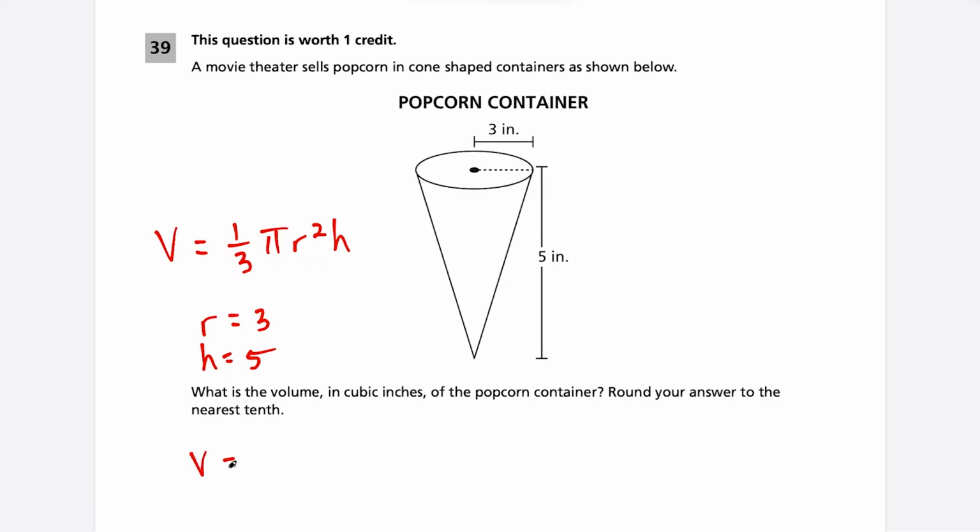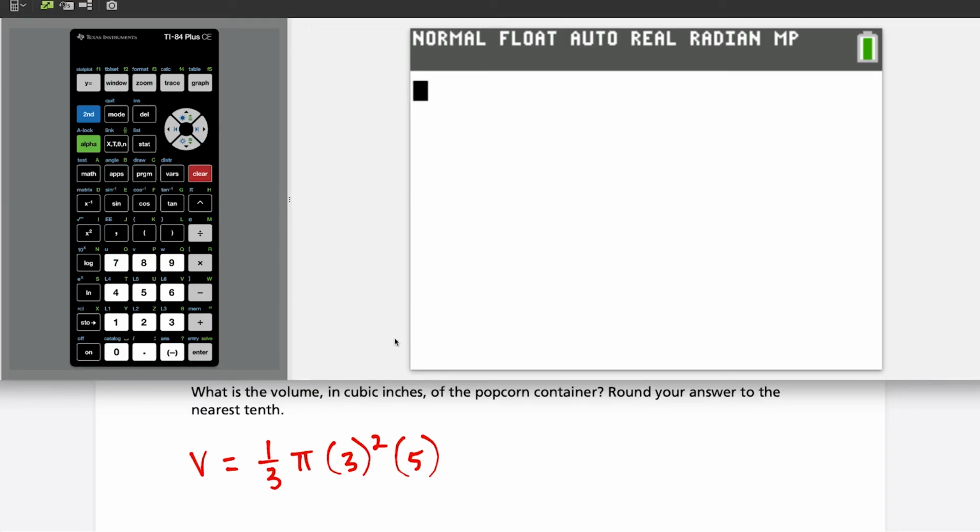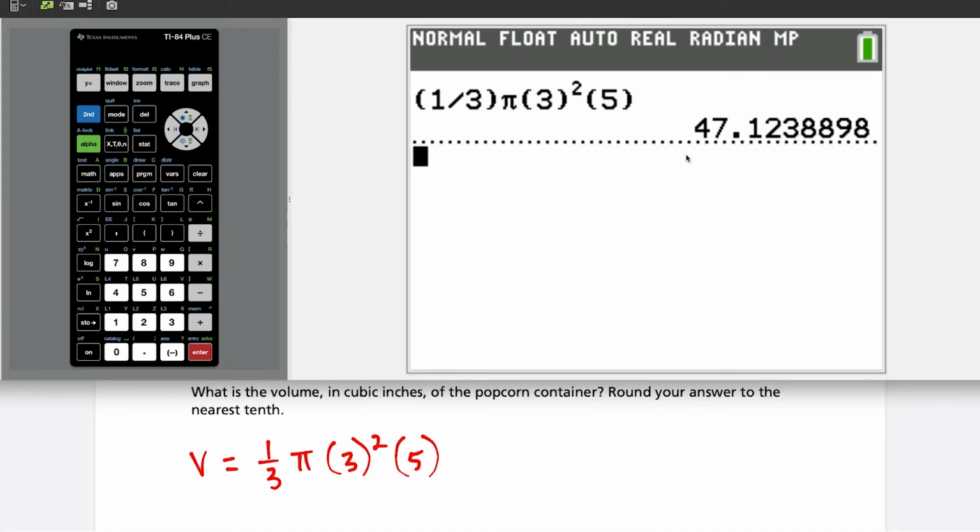So we're going to write in now the volume equals 1/3 pi times r equals 3, so 3 squared, and then times h equals 5. The scientific calculator you're using should be able to handle typing in everything at once, but if it can't, just type things in one at a time. Here I'm going to do 1/3 as parentheses 1 divided by 3, and then pi is second and this up arrow, or just find the pi button on your scientific calculator. Then I'll put parentheses 3 squared, and then times 5 at the end, so I just put parentheses 5. Press enter, and this gives us the decimal that we need.